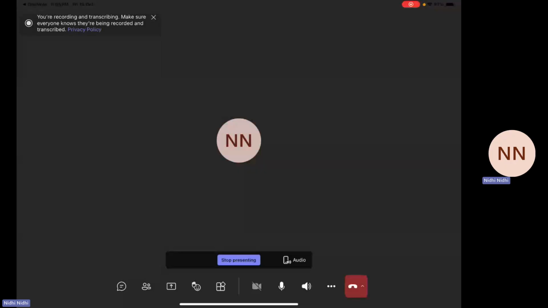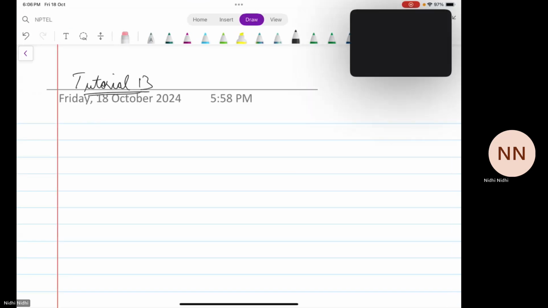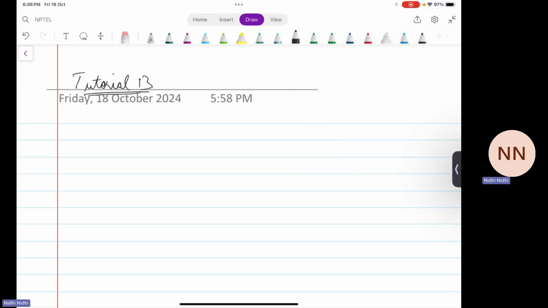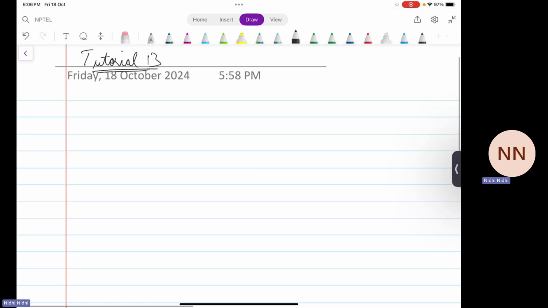I hope my screen is visible. So, yes, let's start with a problem that we did in our first tutorial session. If you remember, there we solved some differential equations: exact differential equations, homogeneous linear differential equations, and all. So, let's start with the first question.